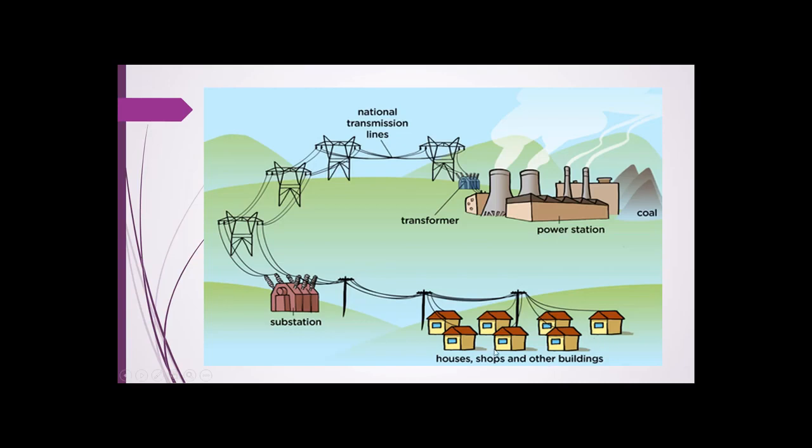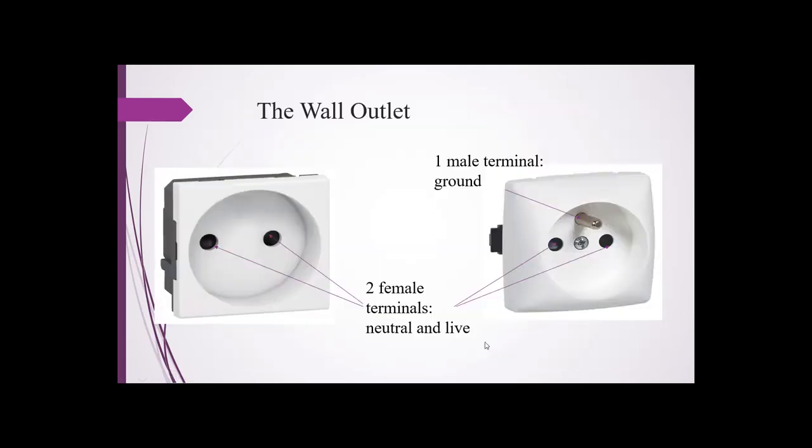But how does this electricity feed electric appliances or devices inside houses? As you might know, through the wall outlets. So to turn on an electric device, we should plug it in a wall outlet. In Lebanon, in our houses, we might find 2 types of wall outlets. The first one has 2 female terminals. One terminal is called the neutral terminal and the second one is the live.